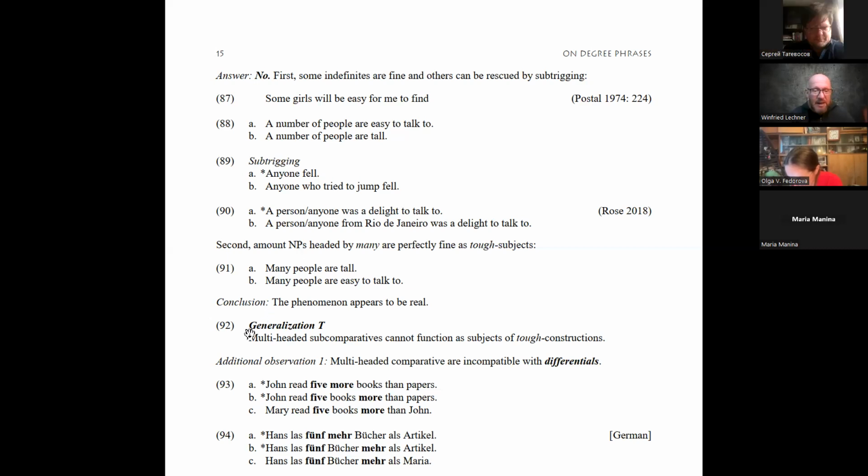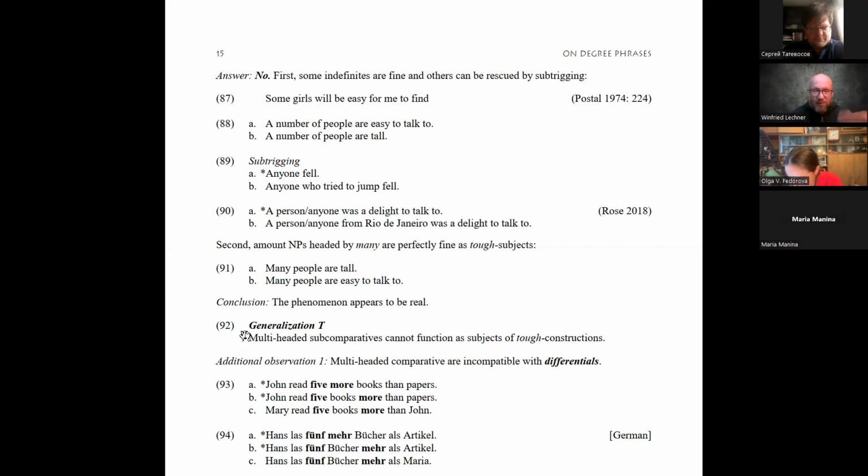Well, so we are at the moment here, and I would like to end with a generalization, which I call generalization T for tough. Multi-headed subcomparatives cannot function as subjects of tough constructions.